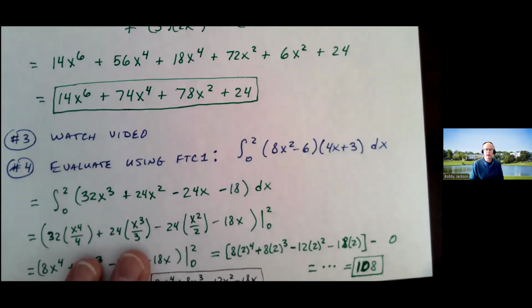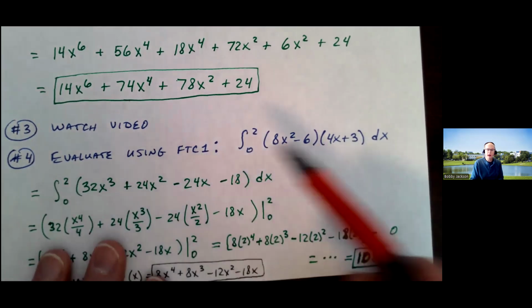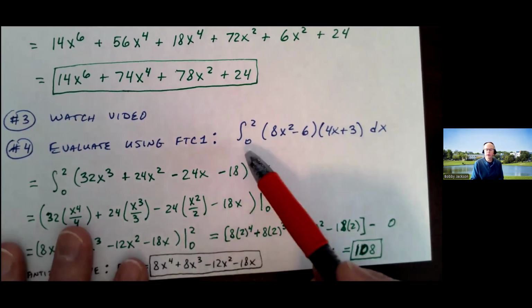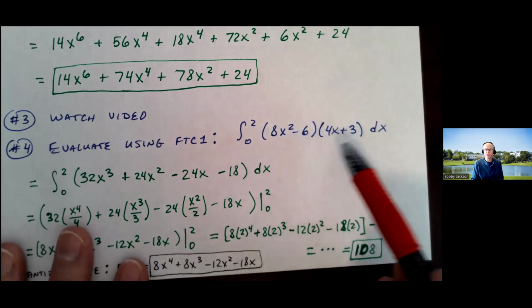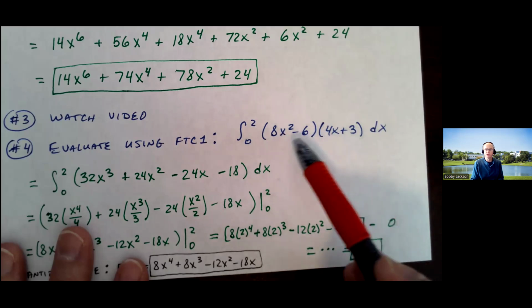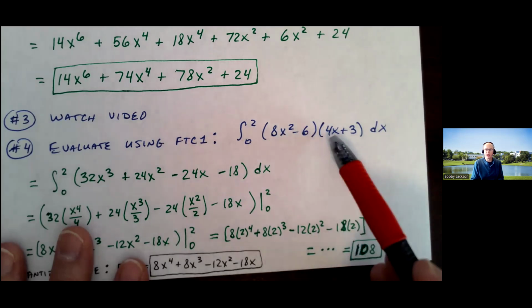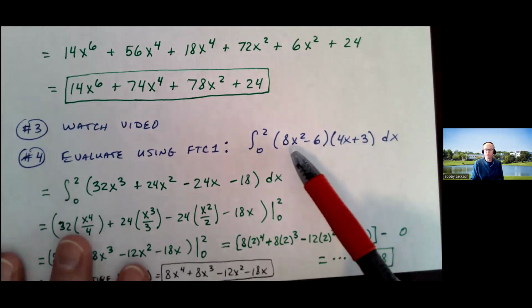In step number 3, you watch the video, and they're going to show you how to evaluate an integral using the fundamental theorem of calculus part 1. I'm going to do the one that I was given. Again, yours should be very similar. This is integrating from 0 to 2, this polynomial function. So number 1 is to expand this out, much like we expanded the one up here out, but much simpler.